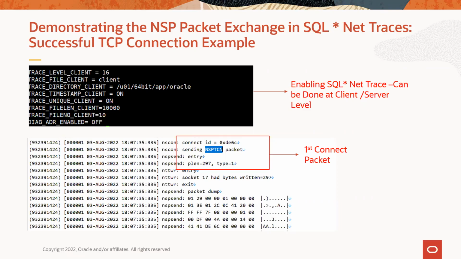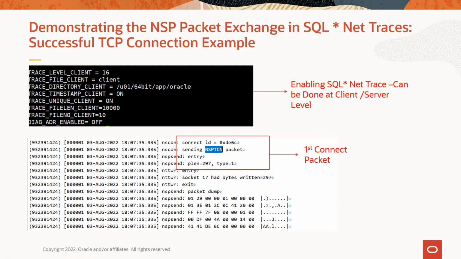So we say enable this level 16 trace. So how does the trace look like at the client end? It's the same trace at the server end. The client is replaced with the server as a word, and you have a listener trace also accordingly.